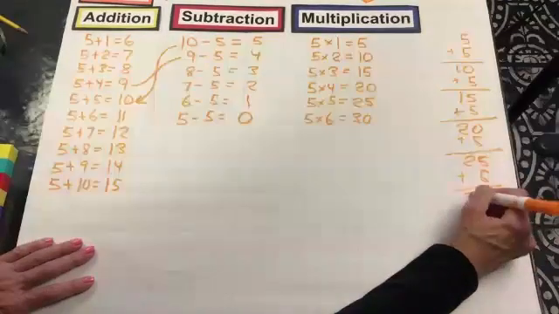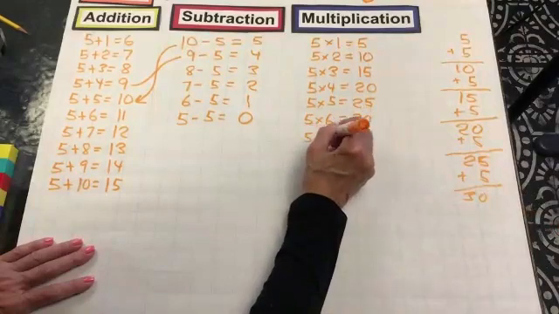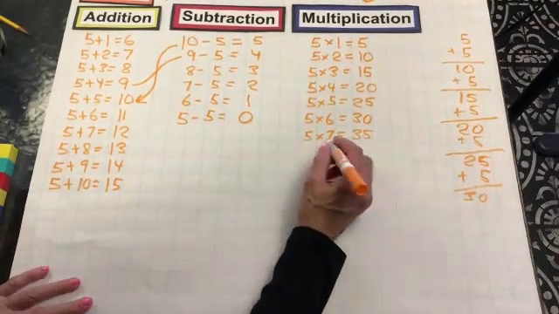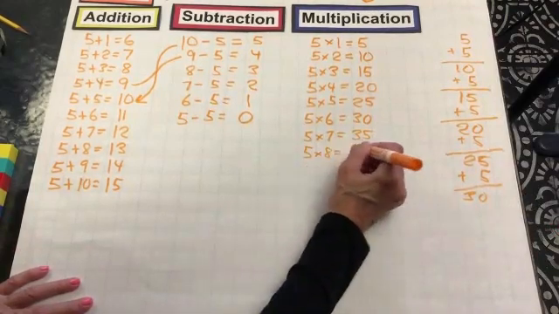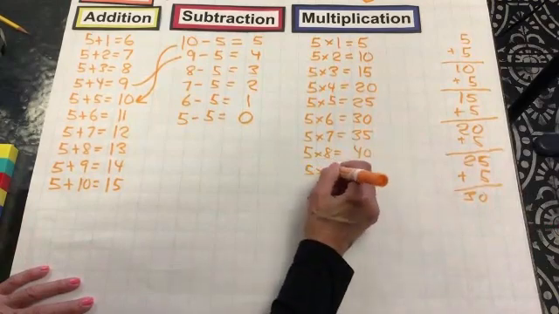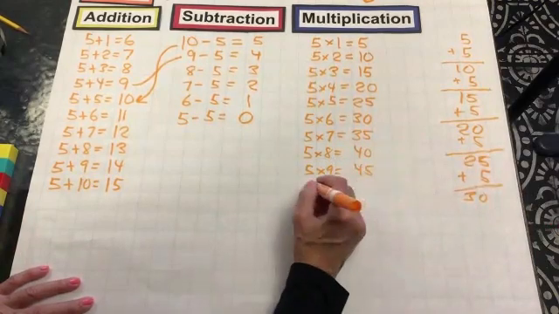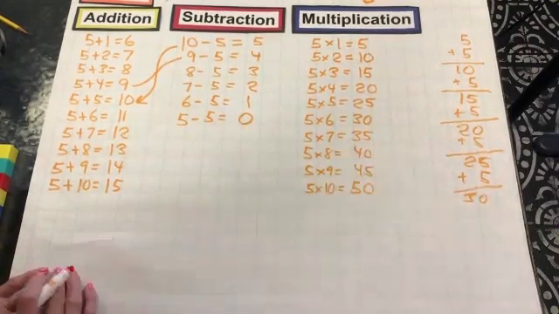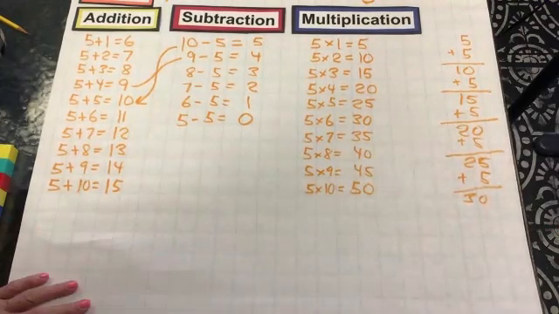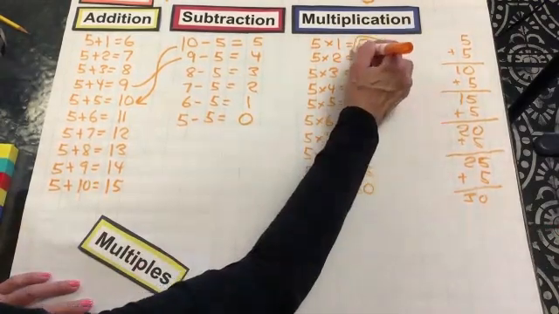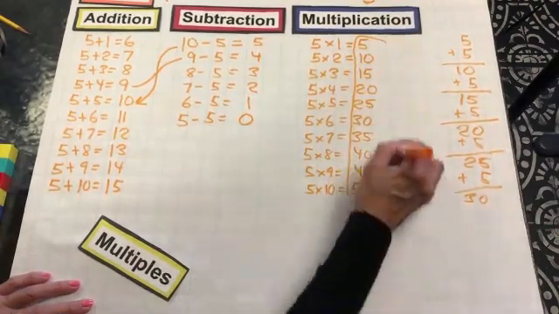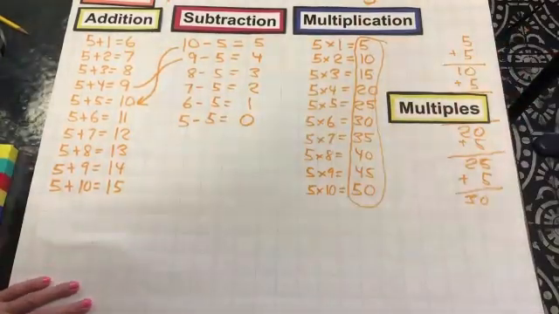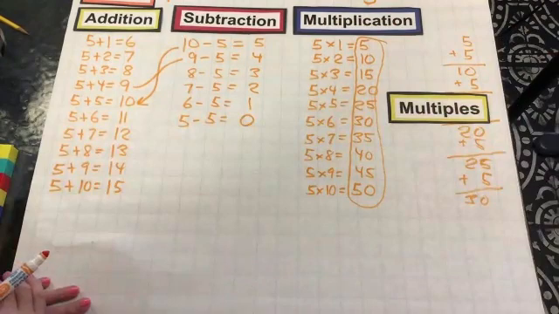6 5s are 30. Then 5 times 7 is 5 more 5s, which is 35. 5 more. And then 5 times 8 equals 40. 5 times 9 equals 45. 5 times 10 equals 50. All right, and remember that all of these numbers here are considered multiples of 5. And they go on for infinity.